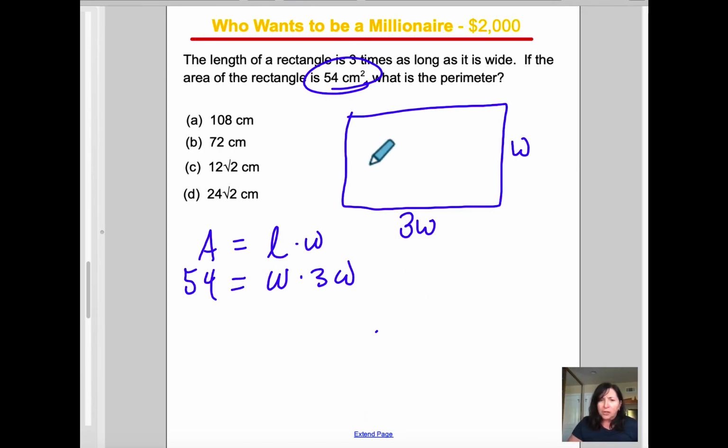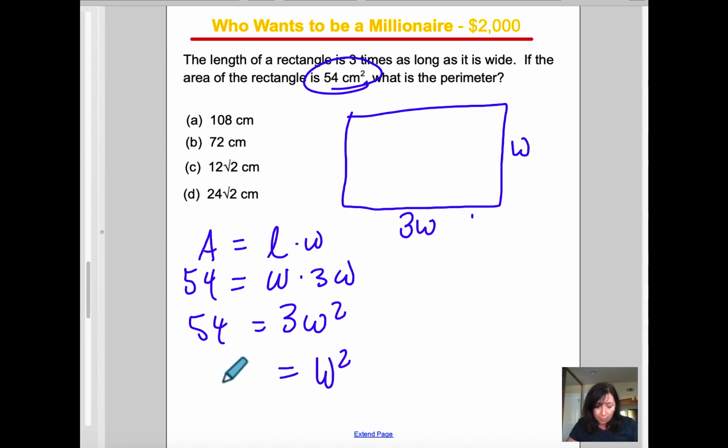And so what I would do is I would go, well, what's 54 times 3? So let's see, 12, 5 times 3 is 15, 162. Oh, hold on one second. I just messed up on that. That's completely wrong. Sorry about that. 3W, so I should just do this. 3W squared equals 54. And then in order to find what W is, I'm going to go W squared equals 54 divided by 3, which is 18.